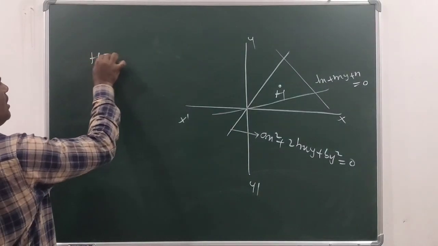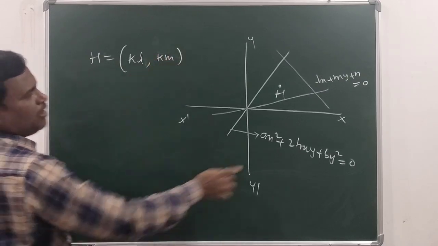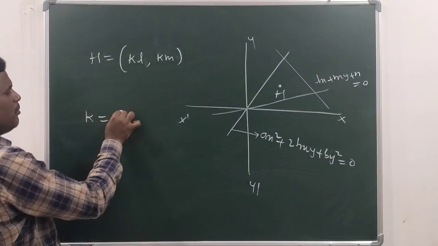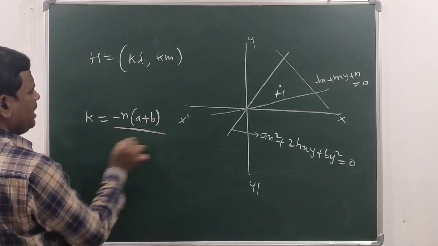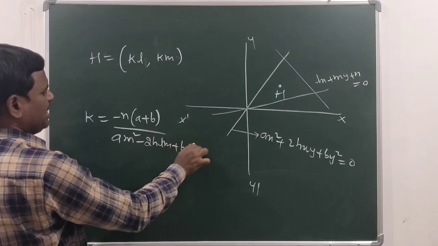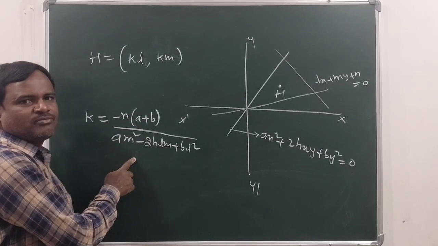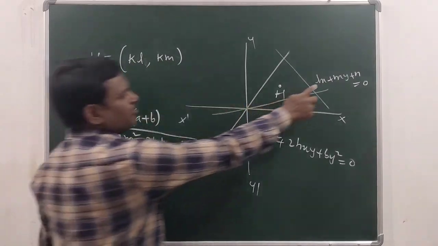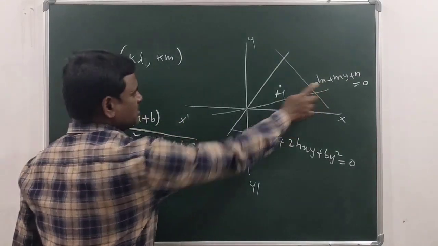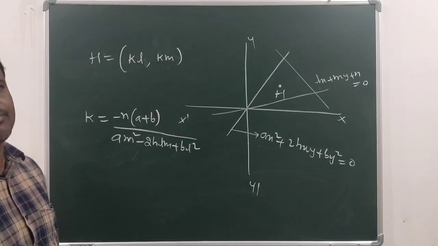So here the orthocenter H is equal to KL comma KM. L you have to collect from here, M you have to collect from here, but here K is minus n into (A plus B) by (AM square minus 2HLM plus BL square). This is the K. Now prepare this K by this expression and substitute here. L and M you get from here and A plus B you will get from here. Collect all these values from these two equations and substitute here, you get the K value, so that you will get the orthocenter of the triangle.